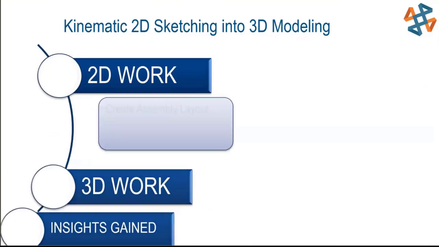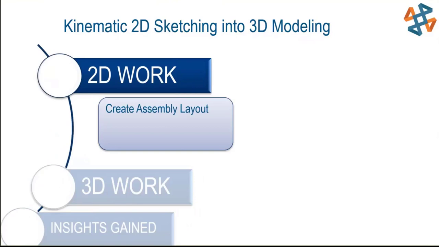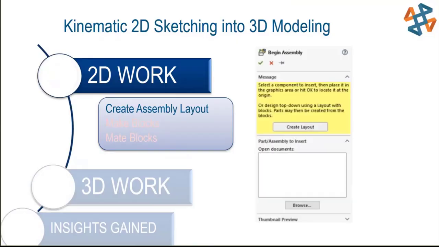So let's go ahead and get started with the 2D work. And for that, we're going to dive into creating assembly layouts. So how can we make these self-contained 2D sketches called blocks? And lastly, how can we relate those entities together with relationships, which is almost like thinking of mates for assemblies? So we'll start first with creating an assembly layout.